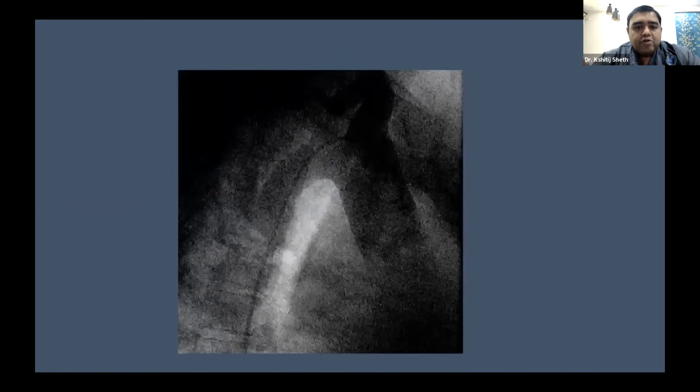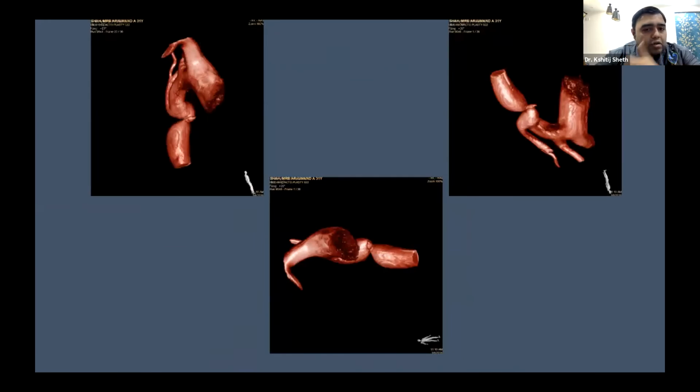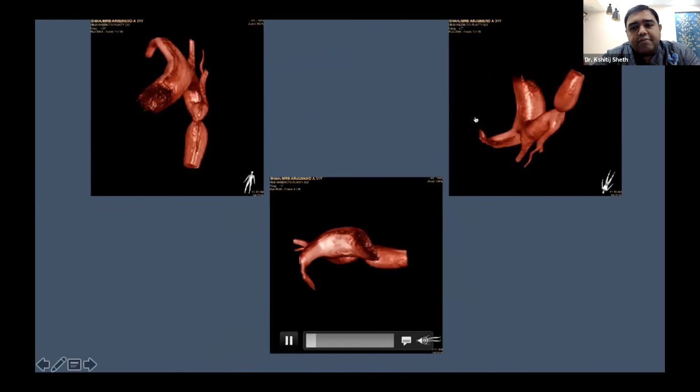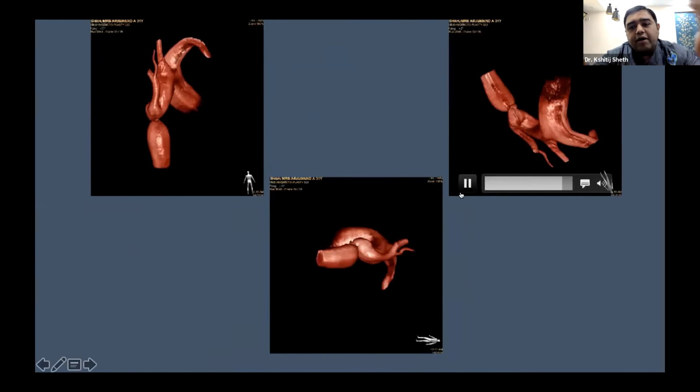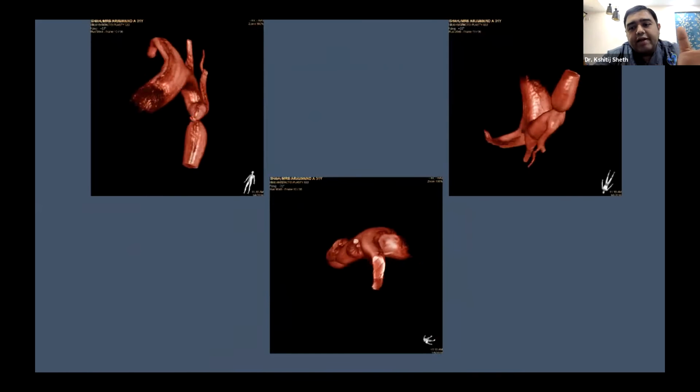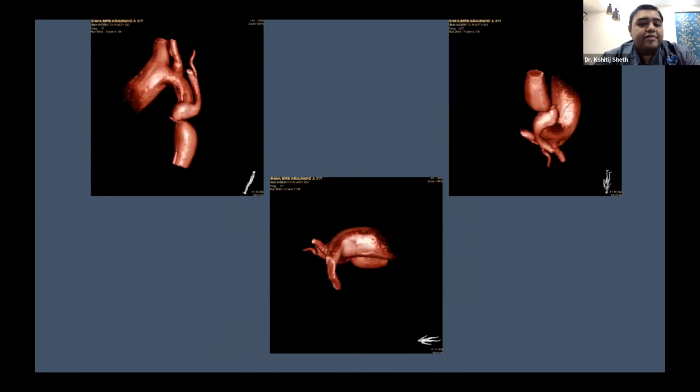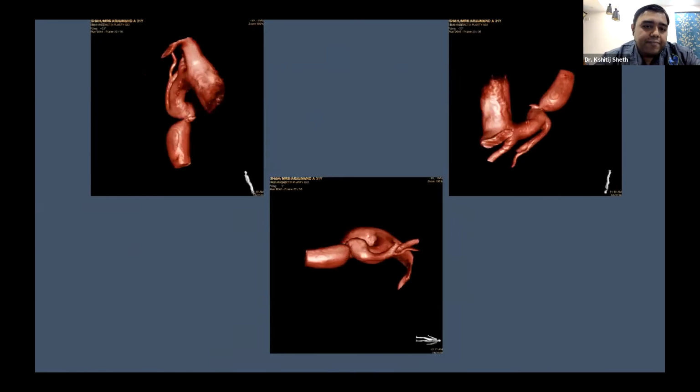So this was the 3D reconstructed image, which you can see in multiple views, the way you want to see it: from up, from down, from the side, oblique. You can just rotate it and see it and assess it the way you want to.